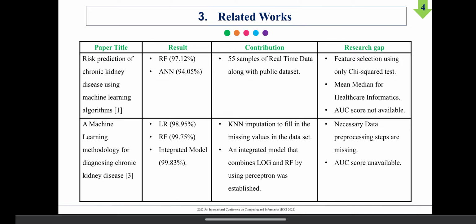The major contributions of the second work are they have used KNN imputation to fill in the missing values, and an integrated model has been established that combines logistic regression and random forest by using perceptron. But the necessary data preprocessing steps are missing and the AUC score is not available.